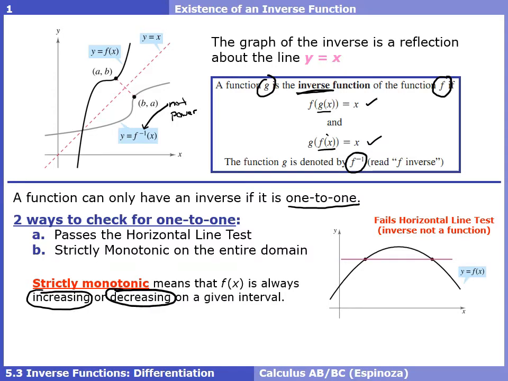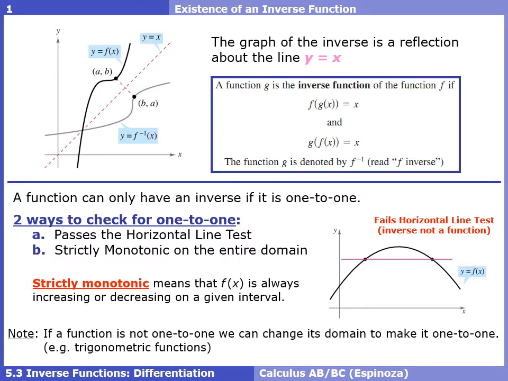If it's always increasing, and I'll just scribble a graph here, then of course it's going to always pass the horizontal line test. If your function is always decreasing, then it's still going to pass that horizontal line test. So again, just a fancy vocabulary word to illustrate something that we can see visually.